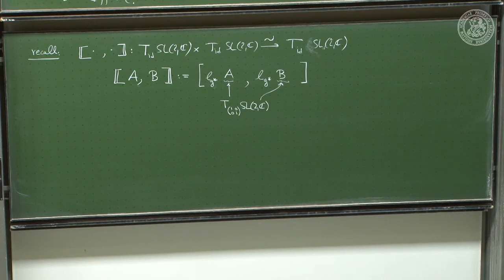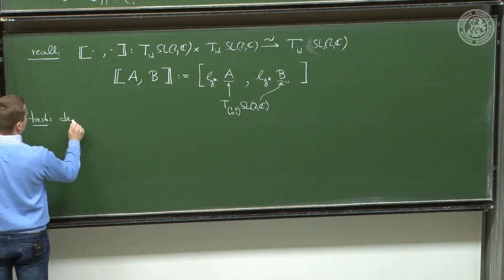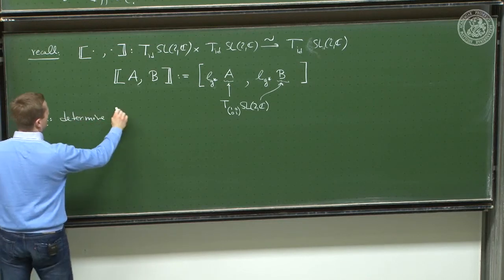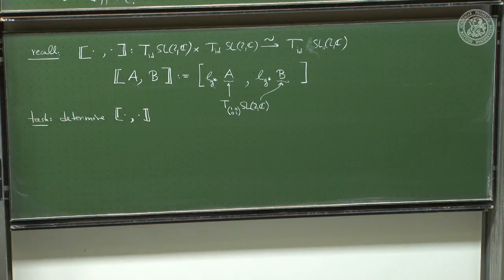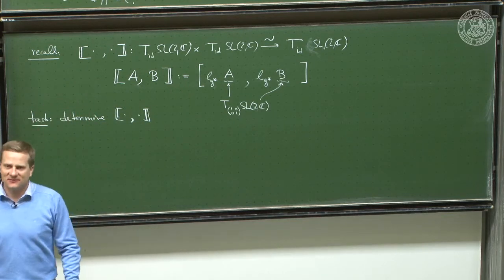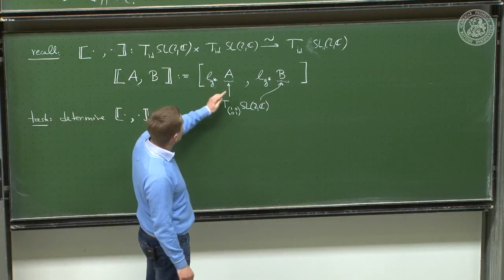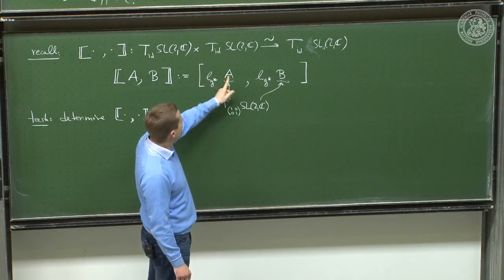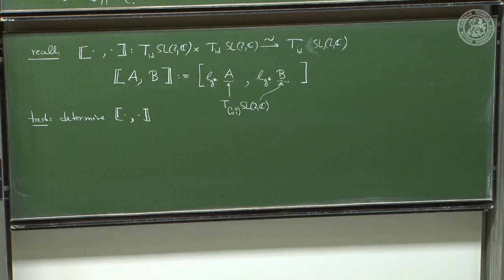Okay, let's try to do this. So the task: determine the bracket. Or in other words, determine the structure constants of this bracket. Okay, so now how do we have to go about this? We have to calculate the push forward of some vector at the identity. So let's try to calculate that.